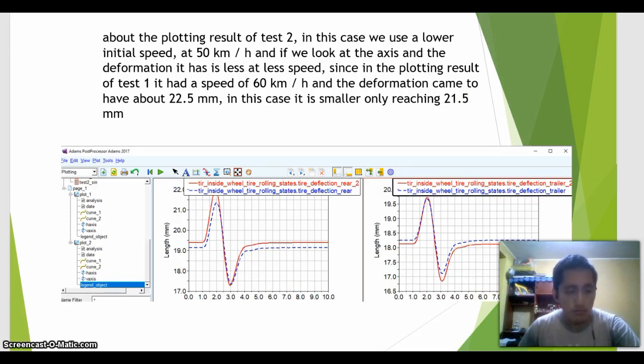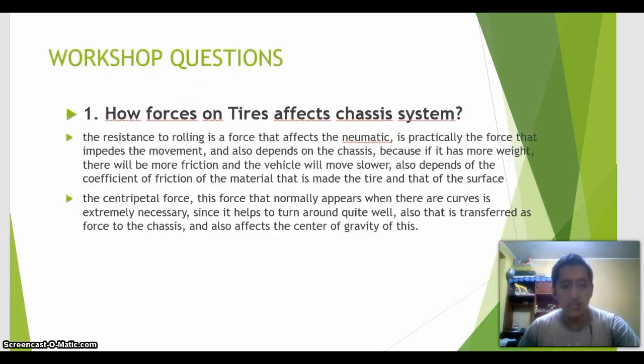And finally, the workshop questions. The first question is how forces on the tire affect the chassis system. In this case, two forces affect the chassis system. The rolling resistance is the force that affects the pneumatic. It is practically the force that impedes the movement, and it also depends on the chassis, because if this has more weight, there will be more friction and the vehicle will move slower.